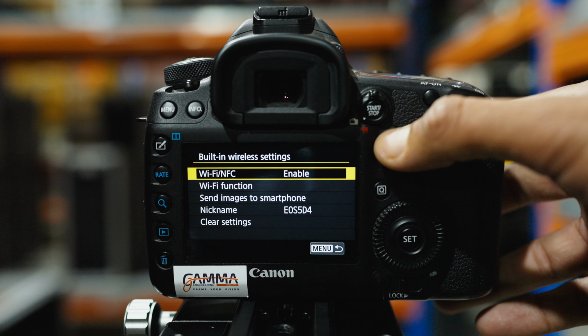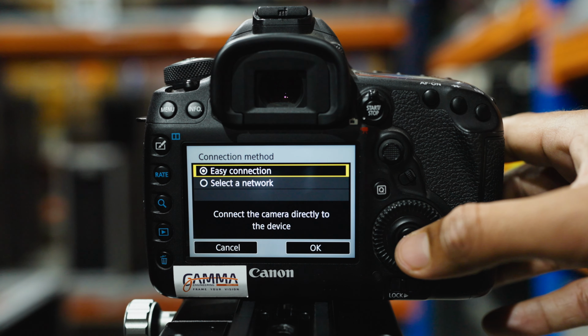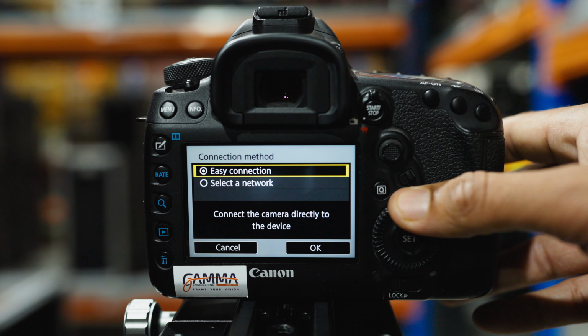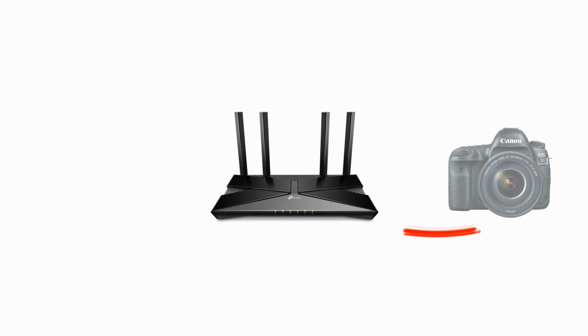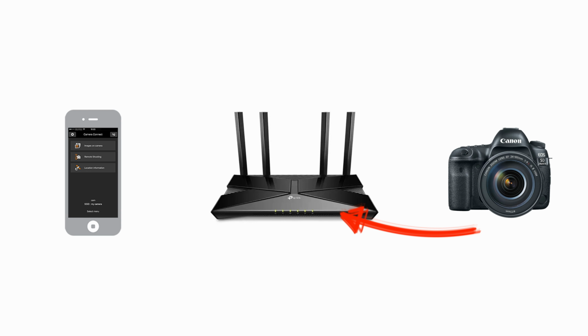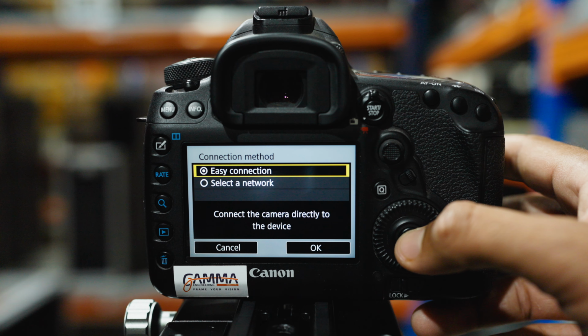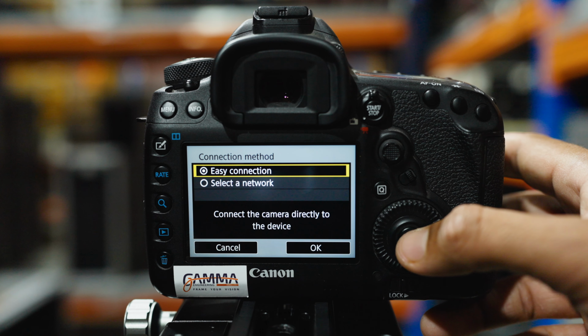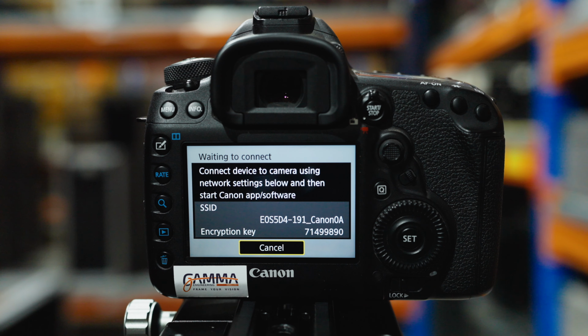I will go to Wi-Fi function now and enter this. I will say connect to a smartphone, and you have two options. Either you select a network which is in your room wherever you are, like let's say you have a Wi-Fi there, you can connect your phone to that Wi-Fi as well, and that way it will stay connected through a network. Or you can directly connect to the camera. So I will say easy connection, which is going to directly connect to the Wi-Fi of the camera, and I will say OK. Now it has shown me these things.